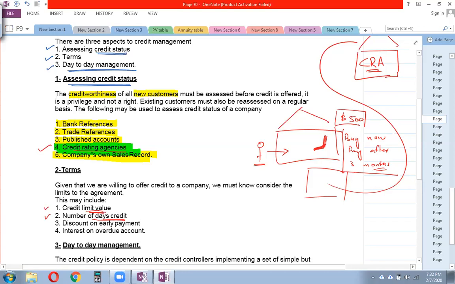If the customer pays you, let's say within 1 month, do you offer any discount, early payment? Or do you charge the customer if the customer doesn't pay?